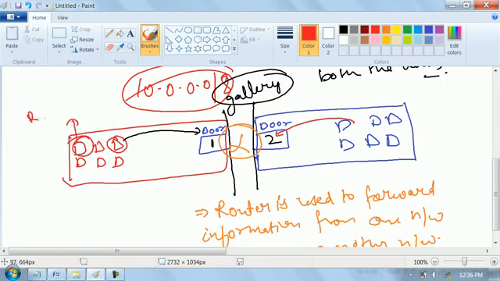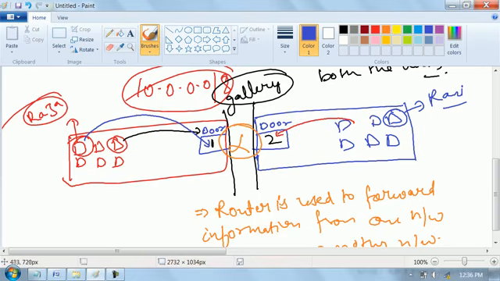One guy is sitting here. His name is Raja. Fine. One girl is sitting here. Her name is Rani. Raja wants to meet Rani. Raja will go to his default gateway. He will ask, I want to meet Rani. He will say, go to door number 2. You will find Rani there. This thing is clear? Any issue? No.